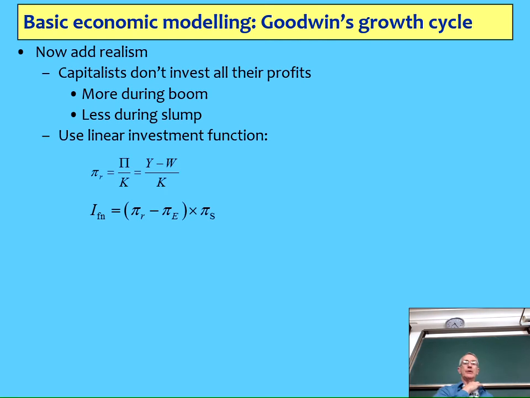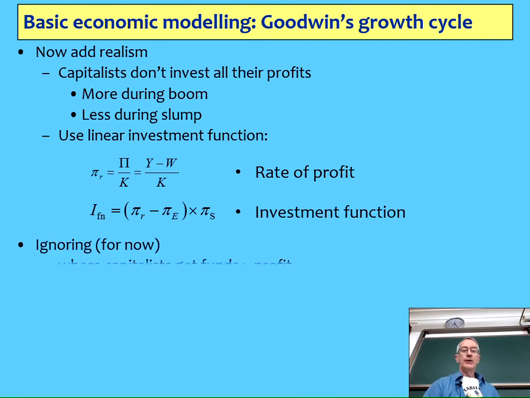So what I'm now arguing is that the rate of profit is the level of profit divided by the level of capital, and the level of profit is output minus wages. I then have an investment function where the level of investment is the actual rate of profit minus a rate of profit that keeps workers, capitalists happy, multiplied by a reaction function. So exactly the same design function that I used for workers, but now applied to capitalists and how much they'll invest.